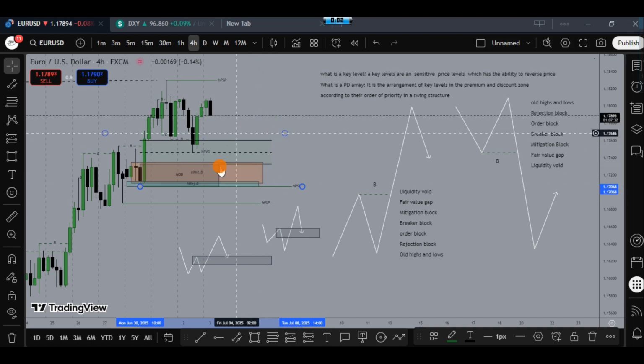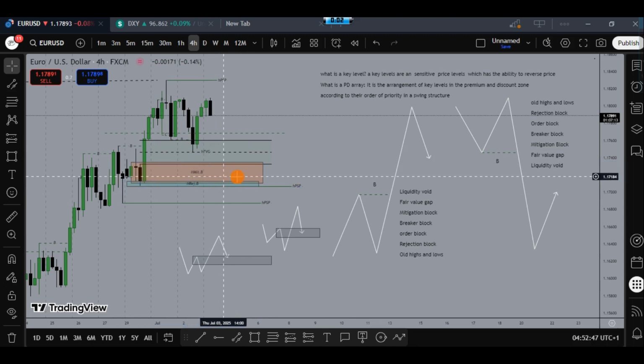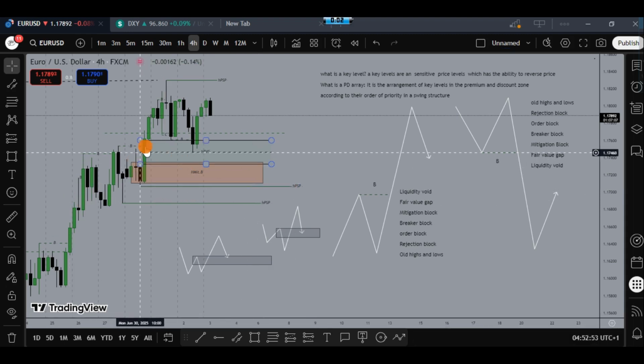Literally what I did here, I know it's messy, but this is how trading is. Nothing is ever simple. It has to be messy. But if I'm marking this out, I'm not going to mark my other block. I'll leave my old low, then I'll mark my fair value gap, and I'll mark my other block.